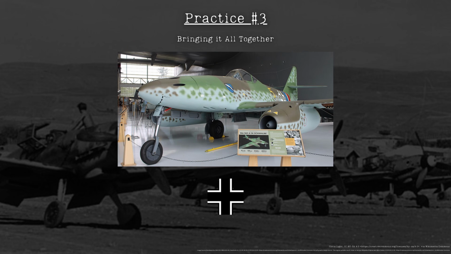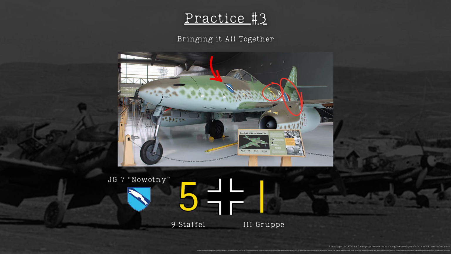Alright, one more and we'll call it. Let's take a look at this lovely Me-262. First, we check behind the Balkenkreuz and we see a vertical yellow bar. This tells us that we're looking at an aircraft of the 3rd group. And since our 5 is yellow, that confirms that this has to be a ship from the 9th Staffel. Sneaking up here to the nose, we can clearly see the emblem of JG-7 Novotny. And to confirm our assumption, we also see the matching blue and red defense band on the fuselage denoting JG-7.